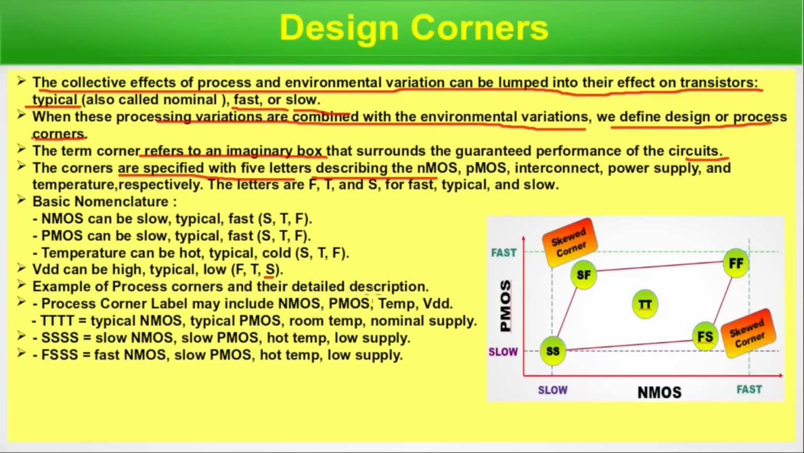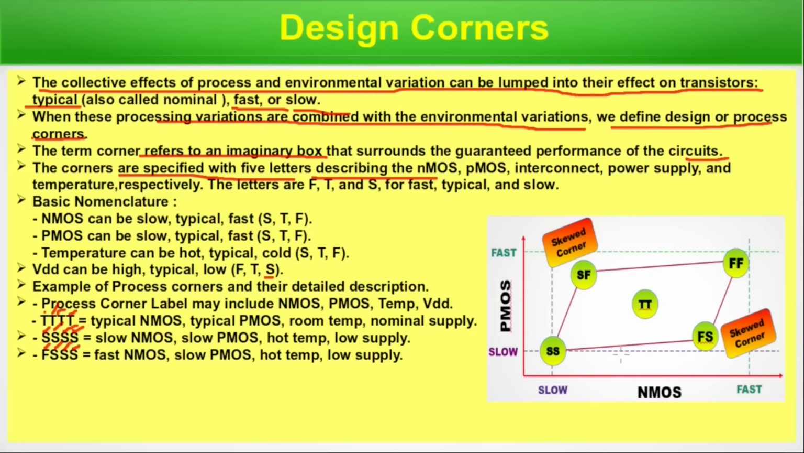Example of process corners and their detailed descriptions. A process corner label may include NMOS, PMOS, temperature and VDD. So T means typical NMOS. First one is NMOS, then typical PMOS, then T means room temperature, that is typical or nominal, and then T, nominal supply. And this SSSS means slow NMOS, slow PMOS, temperature slow, so hot temperature, and low supply. FSSS means fast NMOS, slow PMOS, slow temperature means hot temperature, and slow supply means low supply.